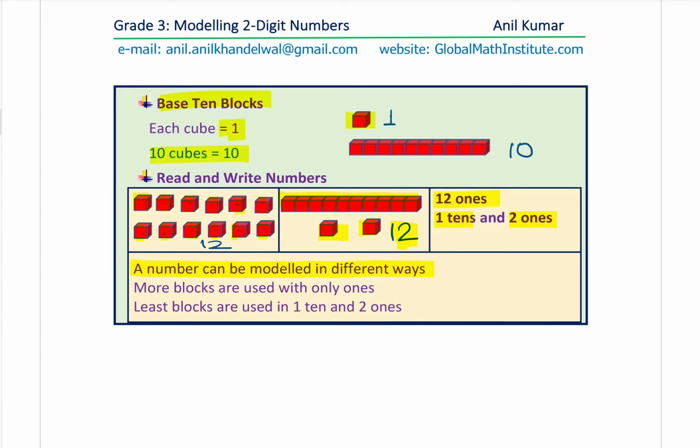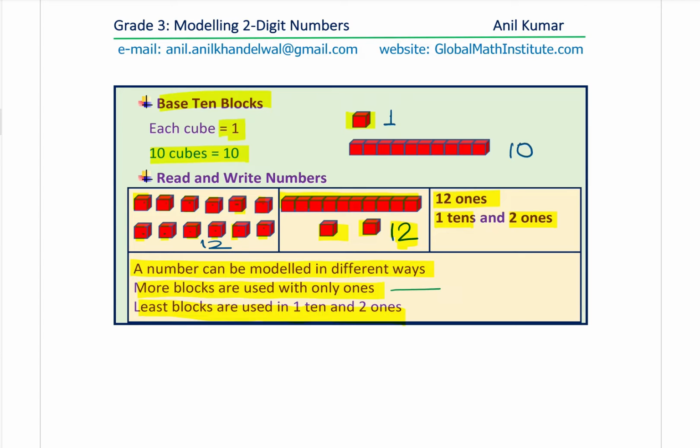More blocks are used with only ones. Correct. If I use only ones, I use 12 blocks. Correct. Least blocks are used in 1 ten and 2 ones. Well, that is very minimal, right? We just use 3 blocks here, right? So we use 12 blocks with ones, right? More blocks are used with only ones.